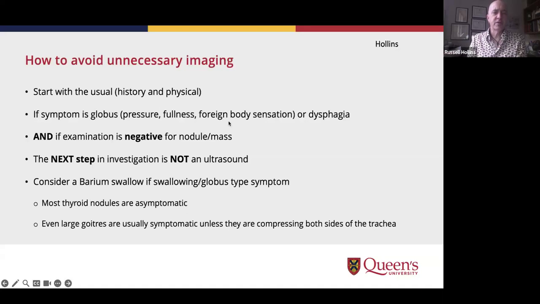I have a couple of simple points to make about when patients show up with these kinds of symptoms. We always start with the usual history and physical. If the symptom is a globus sensation, pressure, fullness, foreign body sensation, or some kind of mild dysphagia, and the physical examination is negative, my recommendation is that the next step is not to order an ultrasound. I would suggest ordering a barium swallow, which is a much better test for throat symptoms and swallowing dysfunction. It's an old-fashioned test for sure, still very sensitive, and still essentially the gold standard for mild to moderate dysphagia or throat discomfort.